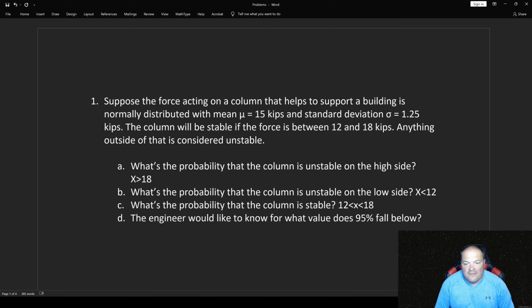Okay? And then finally, what we're doing here is we're trying to find the value for x such that the probability that x is less than or equal to some value x is going to be equal to 0.95. Okay, so that's what we're going to do with these 4 problems.